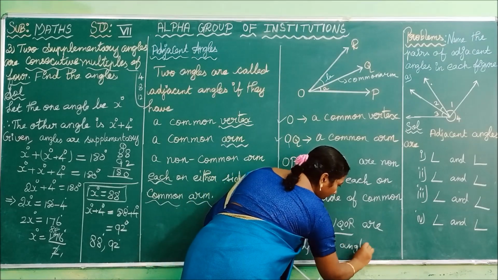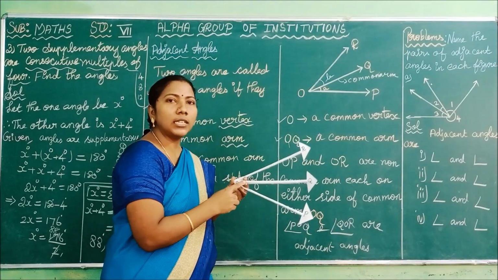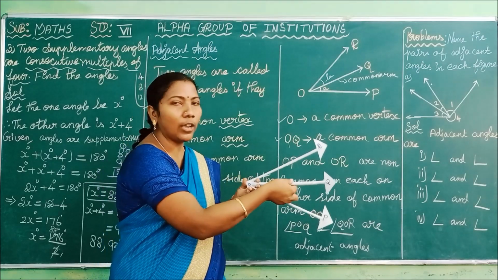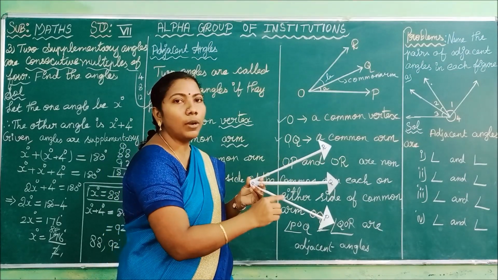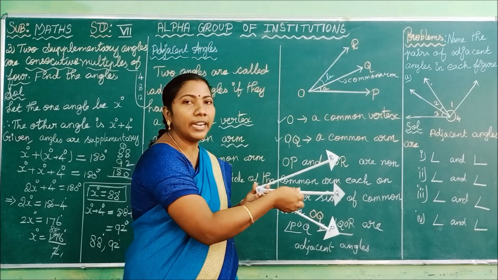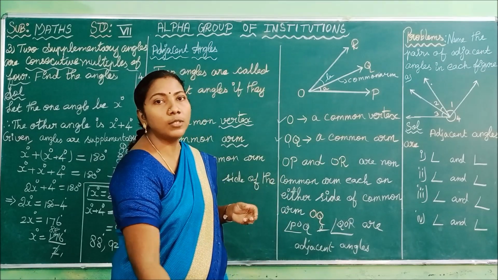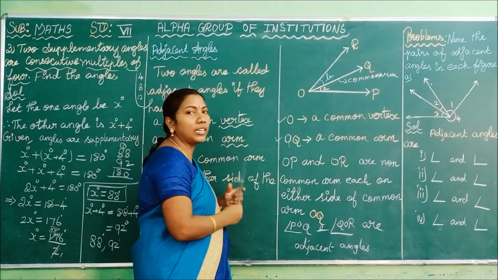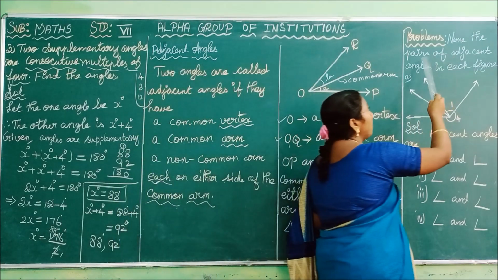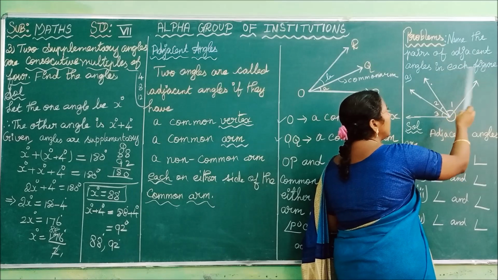Do you understand, children? So two angles are said to be adjacent angles if they have a common arm and non-common arms, each on either side of the common arm. Okay. Next we are going to see some problems based on the concept of adjacent angles. See here. Name the pair of adjacent angles in each figure.